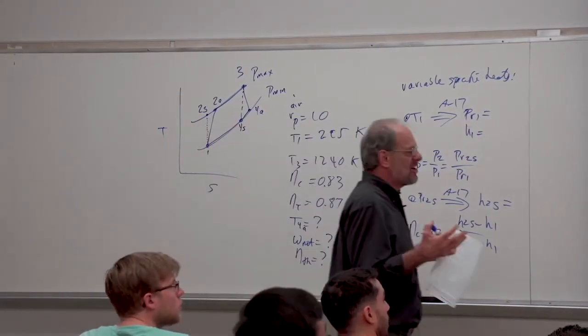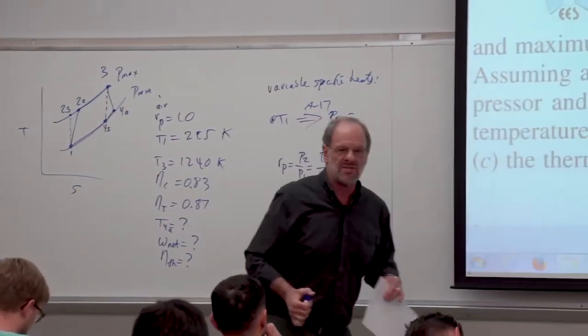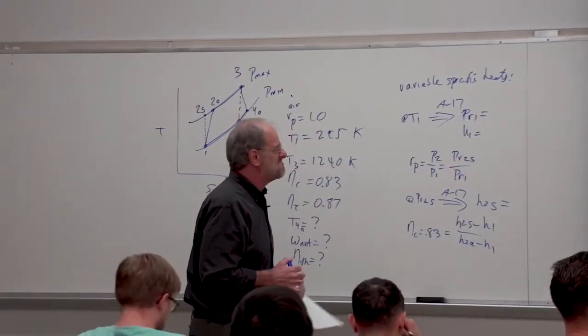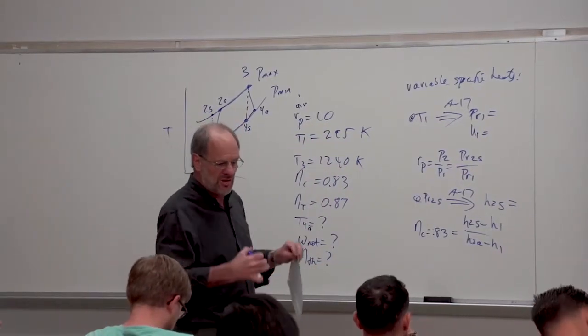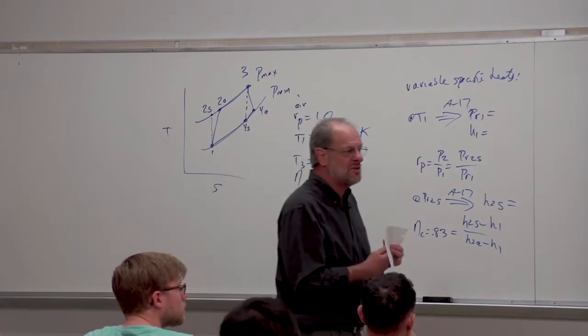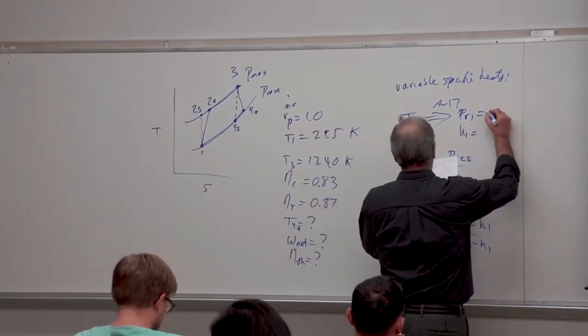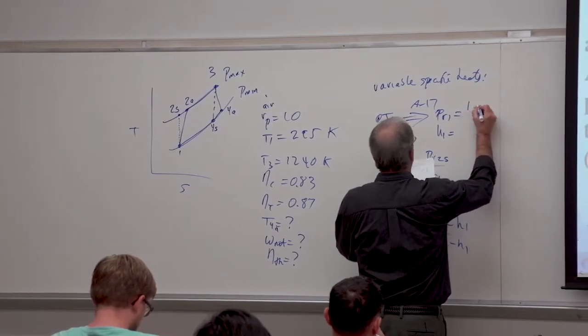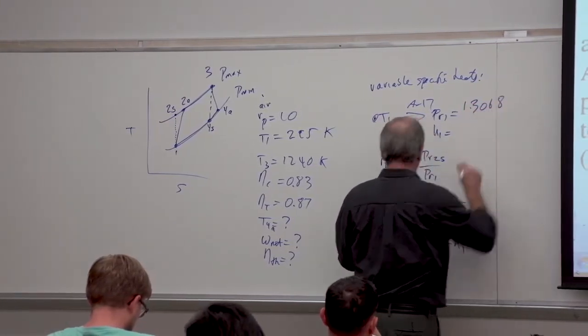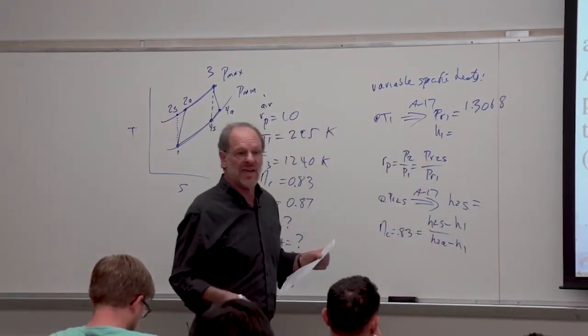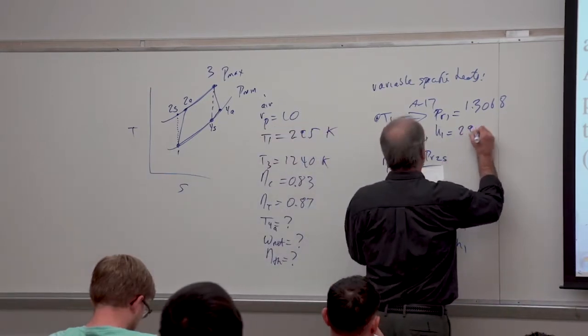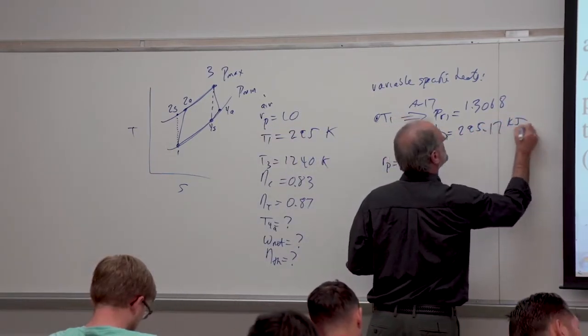Now, I could put up table A17 on the board here. I don't think I will. I think at this point, hopefully you all understand how to use that particular table. So when we go into the table, we'll find that PR at point 1 is 1.3068. And we'll find that the enthalpy at point 1 is 295.17 kilojoules per kilogram.